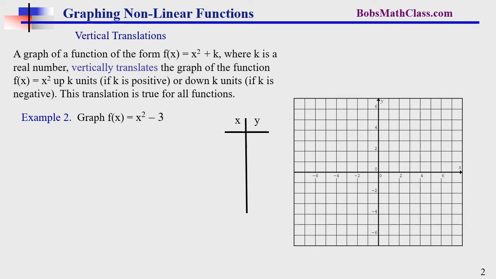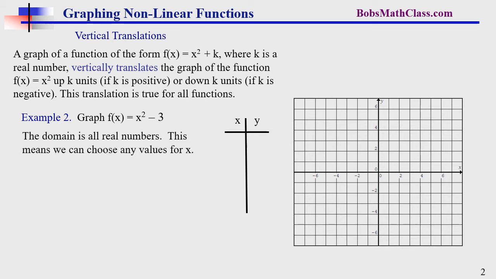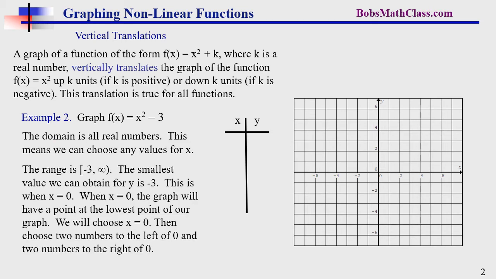All right, we're still going to pick points. So now again, our domain is all real numbers. Our range, well, this time it's dropped by 3 units. So therefore, our range is from -3 to infinity. Now when we pick points, we're still going to pick 0.